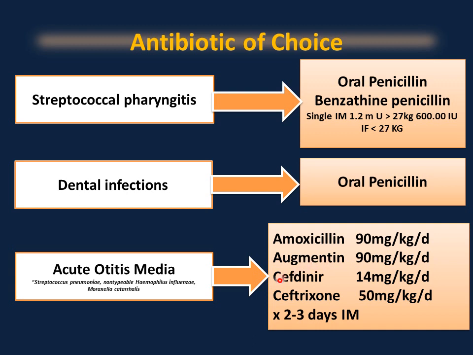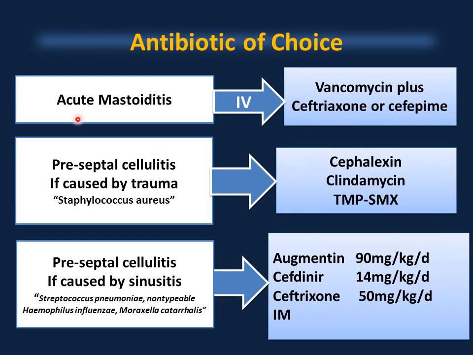Cefdinir, like in cases of Moraxella catarrhalis or non-typable Haemophilus influenzae, you can use cefdinir 14 milligram per kilo per day. And ceftriaxone, if the child is non-compliant or vomiting, you can use 50 milligram per kilo per day and it works for 24 hours, and you repeat it 2 or 3 times depending on the response. Acute mastoiditis is a serious condition, has to be treated inpatient with ENT consult for possible drainage.